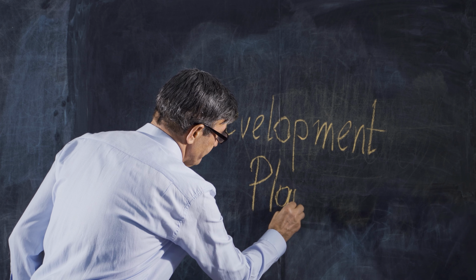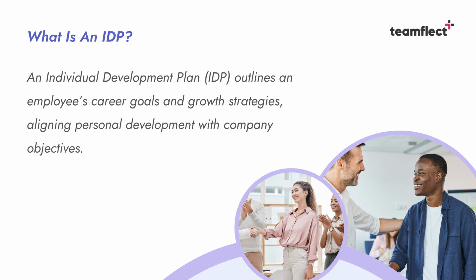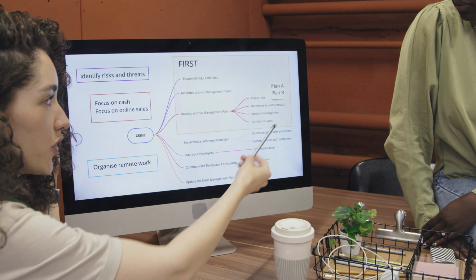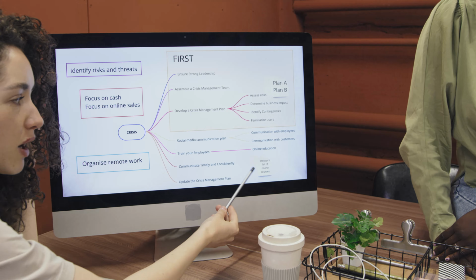So what is an IDP? An individual development plan, or an IDP, is a structured roadmap that outlines an employee's career goals and the skills they need to achieve them. It's a personalized plan designed to align professional aspirations with company objectives through training, mentorship, and goal setting.